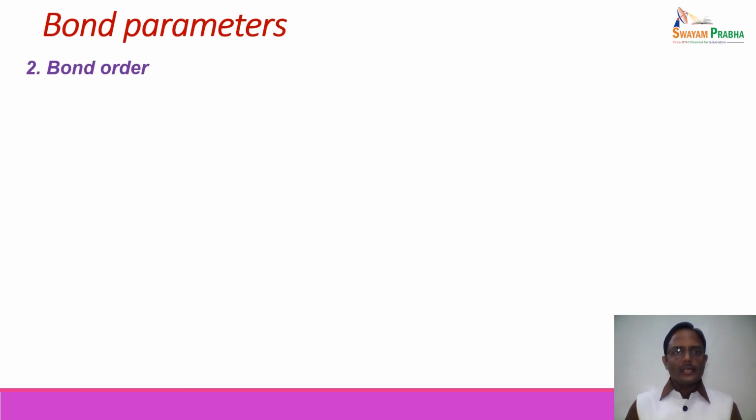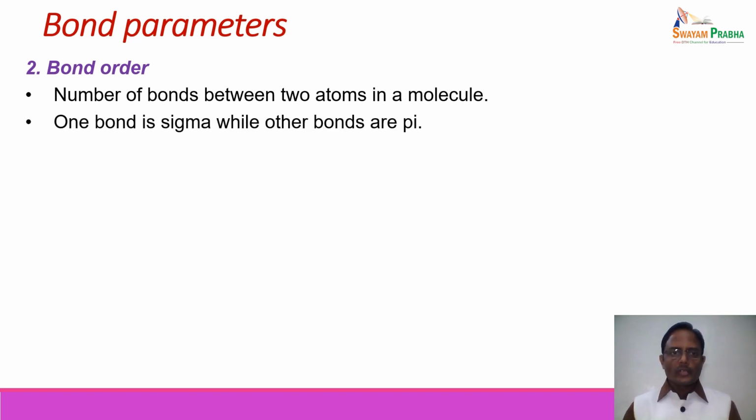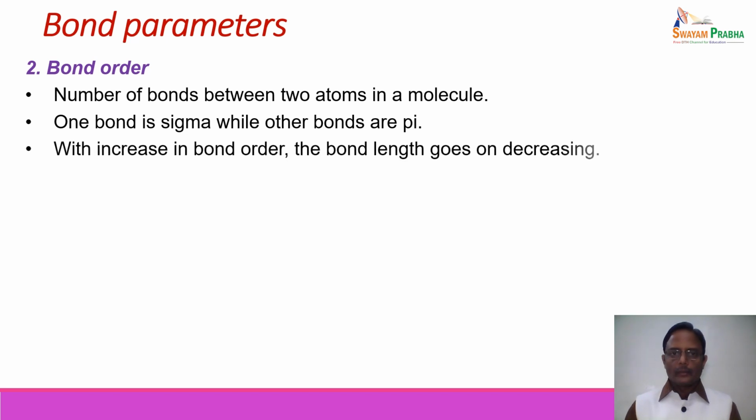The second bond parameter is the bond order. Bond order is defined as the number of bonds between two atoms in a molecule. It is possible that between two atoms there are one or more than one bonds. So the first bond is always the sigma bond, while the subsequent bonds are the pi bonds.